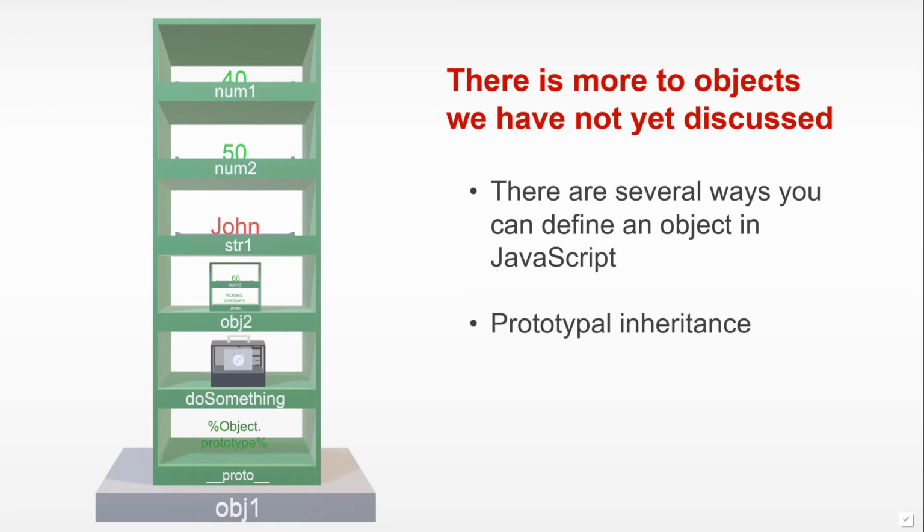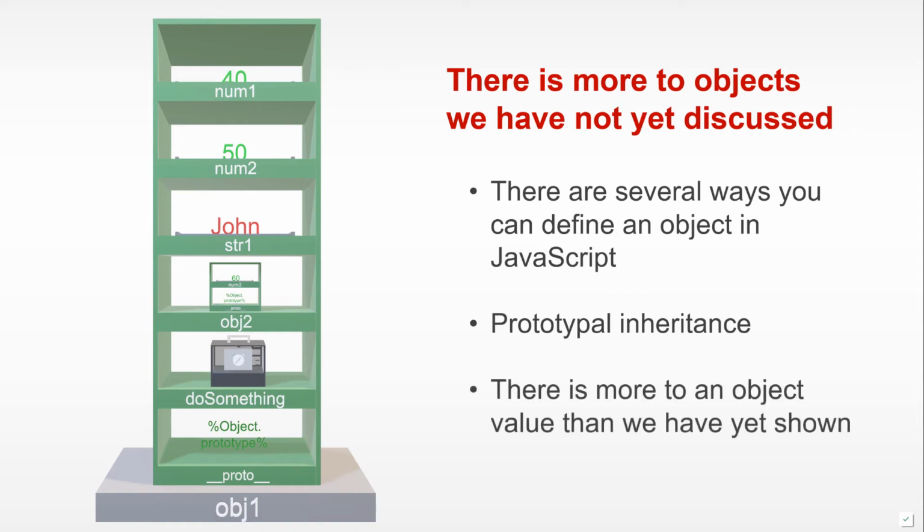We have not talked about prototypal inheritance. This is what allows us to link objects to one another so that we can use the methods defined in parent objects in child objects. In fact, the very bottom property in the object on the left, the proto property, does have everything to do with prototypal inheritance. And this is again something which we will discuss later on in the course.